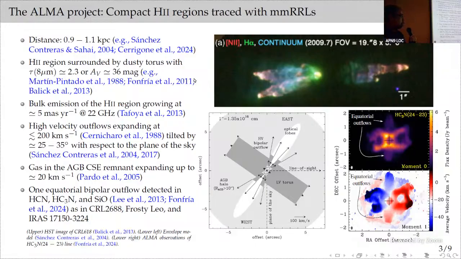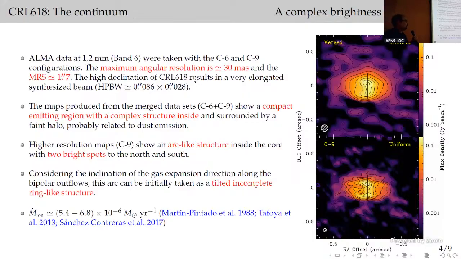Here you have the continuum emission of our data set. This data was taken with ALMA at 1.2 millimeters with the configurations C6 and C9 to get an angular resolution of 13 milliarcseconds. The declination of this star is very low for ALMA, so the synthesized PSF is very elongated. In practice, this implies that the angular resolution along the north-south direction is much lower, by a factor of 3.